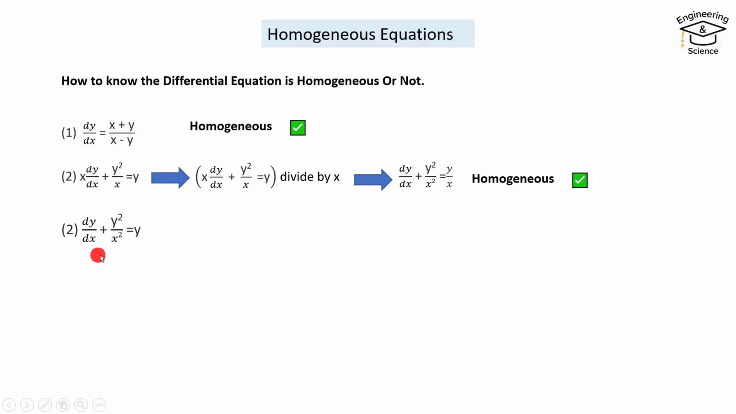This one, dy over dx plus y squared over x squared equals y. We see that we have 2 power of y here, here 1, so it will be 3 power of y, but we have only 2 power of x. So we can decide that this differential equation is non-homogeneous. Let's solve an example.